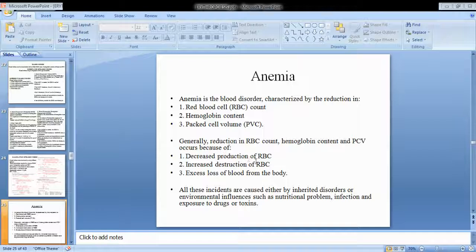So generally, there is a reduction in the RBC count, hemoglobin content, and the PCV because the RBC production gets affected. Okay, the RBC undergoes destruction very rapidly, or there is excessive loss of blood from the body during an accident or during the normal physiological cycle. So all these will lead to some disorder. Okay, it can be a disorder which is happening for a short period, or it can be some inherited disorder, or environmental disorders like nutritional problems.